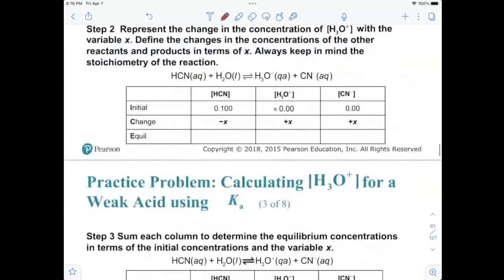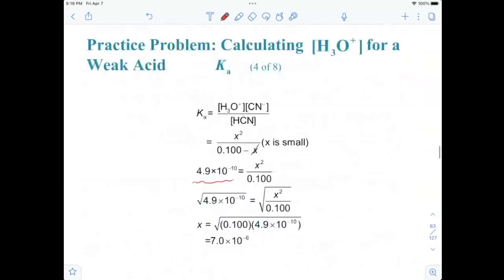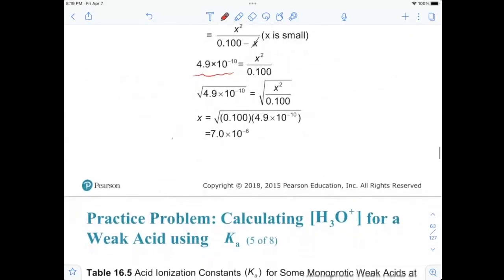Okay, let's see what they asked for. I think they were just asking for H3O+. Yeah, that's it right here. They were just asking you to solve for H3O+. I was just going above and beyond. They never asked for all that. Okay.